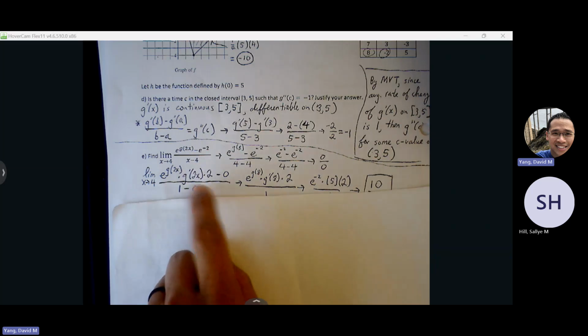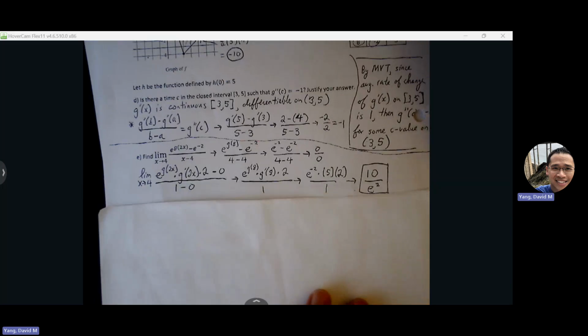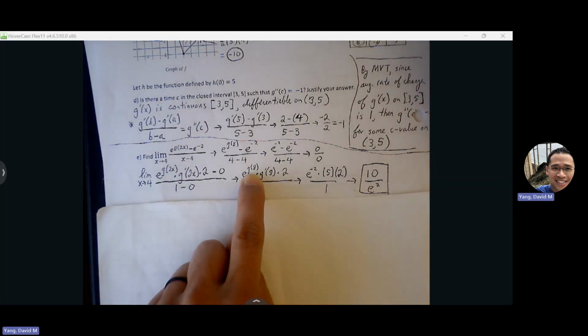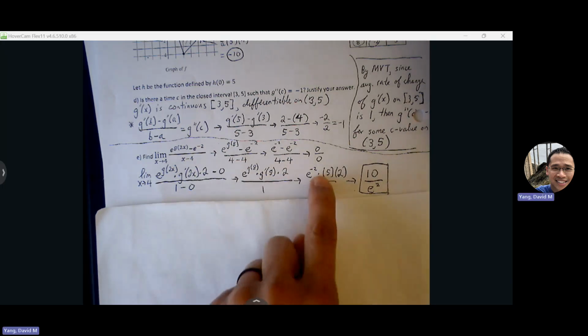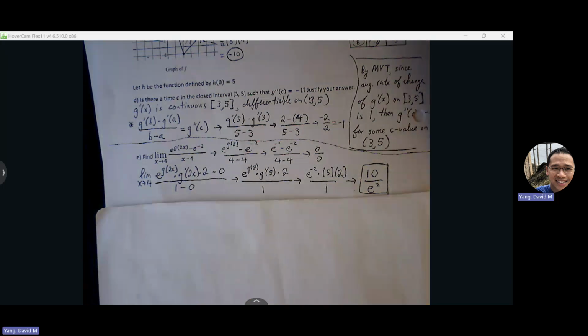4 goes to 0. And now let's reevaluate and see if that will help us get to something other than the 0 over 0. So plug in 4 in for x. We get g of 8, again, is -2. G prime of 8 is 5 times 2. So we get 10 e to -2 or 10 over e squared.